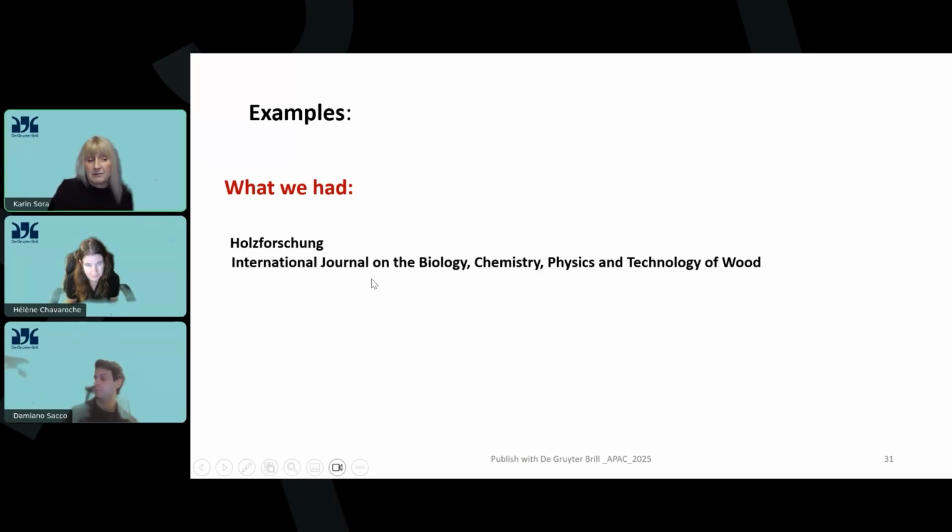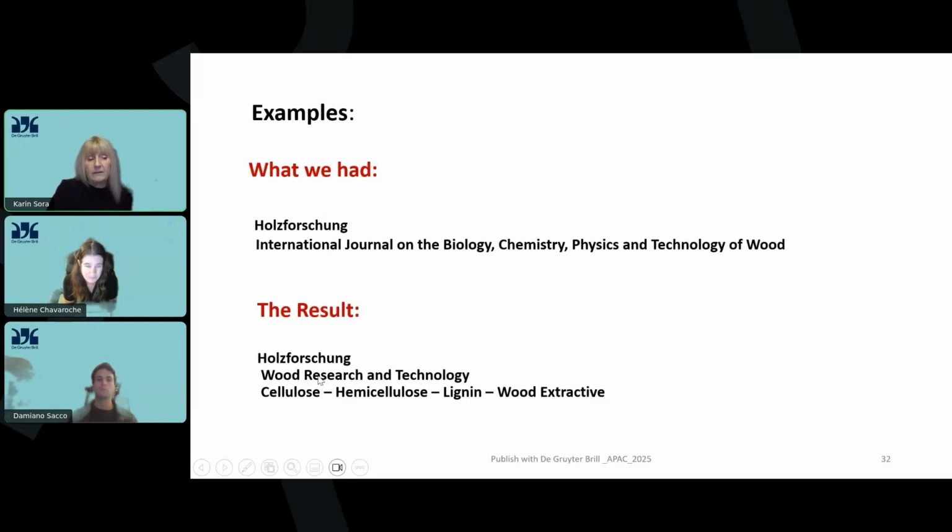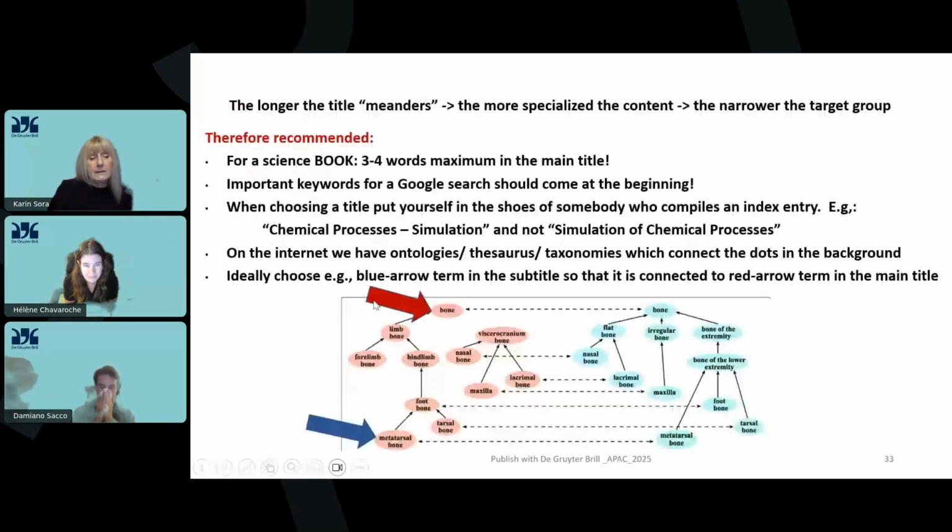This is really very general. It describes what is published in the journal, but it doesn't help a search engine. So we transformed that one into Wood Research and Technology, Cellulose, Hemicellulose, Lignin, and Wood Extractive. So we attached another 4 keywords. The longer the title meanders, the more specialized the content, and of course, the narrower the target group.